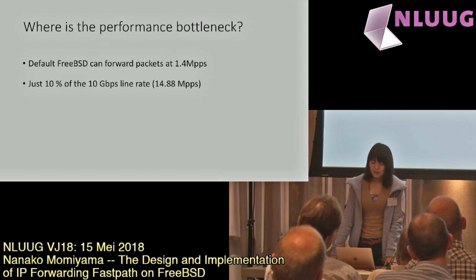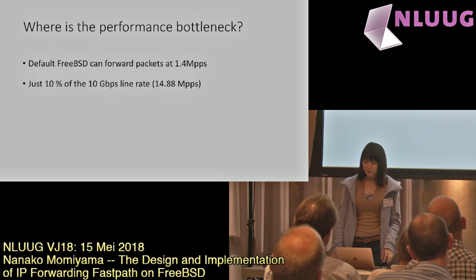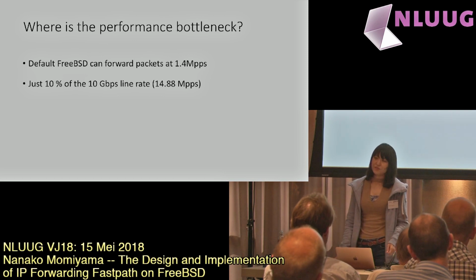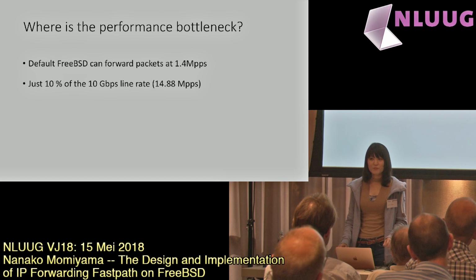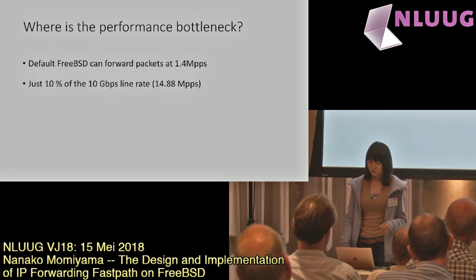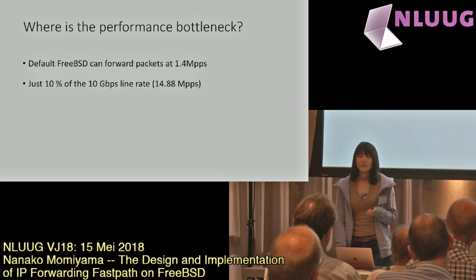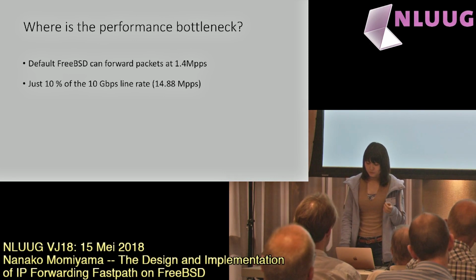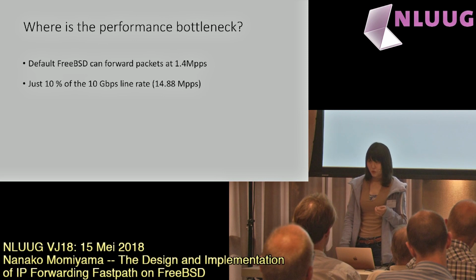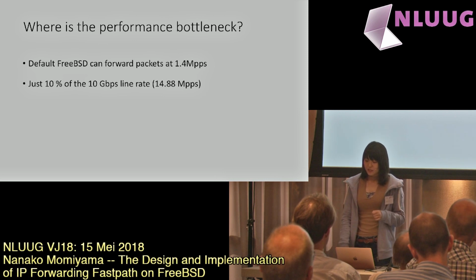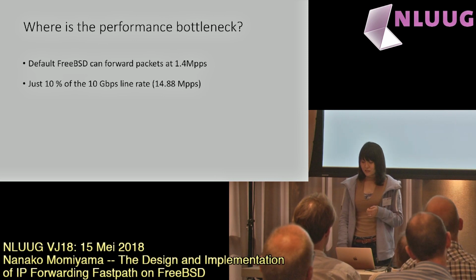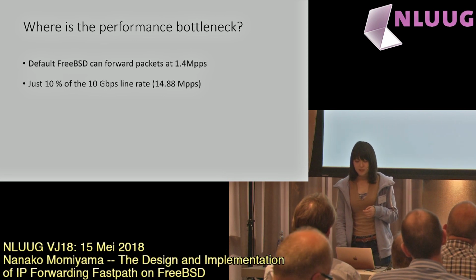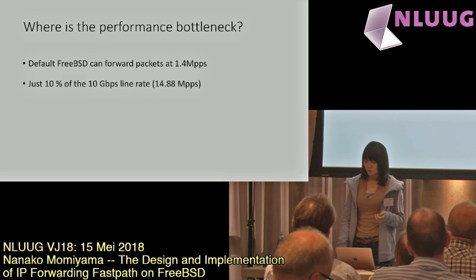Then, in order to improve the performance of our kernel network stack, we should raise the performance bottleneck in the kernel. So the default FreeBSD, for example, can forward packets at 1.4 million packets per second. Since our 10 Gbps line rate is 14.88 million packets per second, this is just 10% of the potential rate.